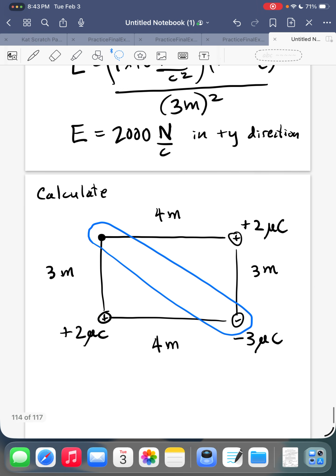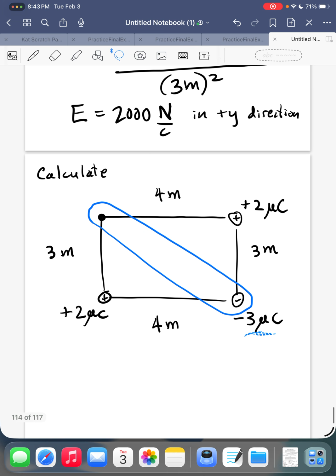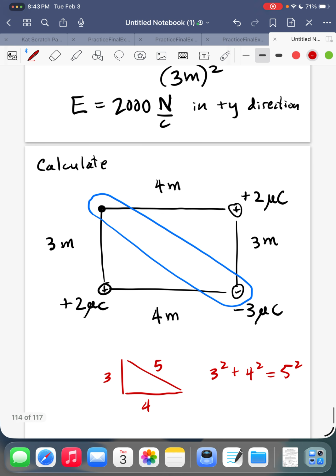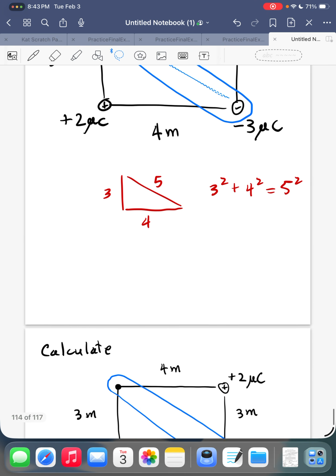All right, the last one is this. What's the contribution from the minus 3 microcoulomb charge? That's further away. And you should recognize, or maybe you don't recognize, but just real quick, this is a 3, 4, 5 triangle. It's one of those right triangles that you often have to know for handy situations. And basically 3 squared plus 4 squared equals 5 squared. So that's how that works. So that is going to mean that the distance between this charge all the way over to there is 5 meters. That's the diagonal. And so now we're going to plug those things in.